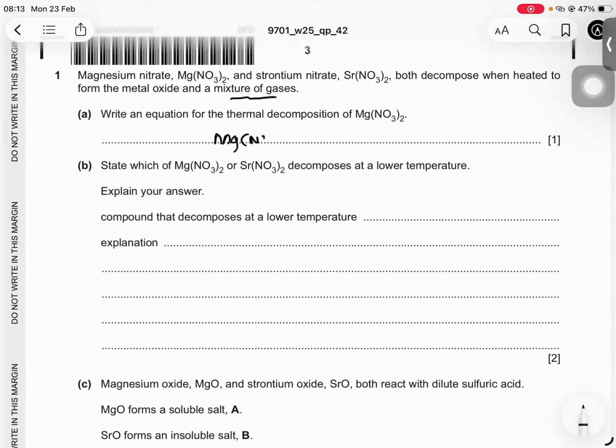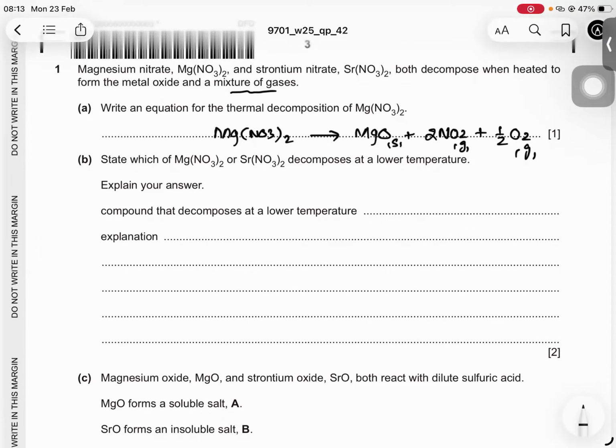When nitrates decompose, they form the respective metal oxide, nitrogen dioxide, and oxygen gas. Right? And this is the ratio: 2 moles for nitrogen dioxide and half a mole for oxygen.